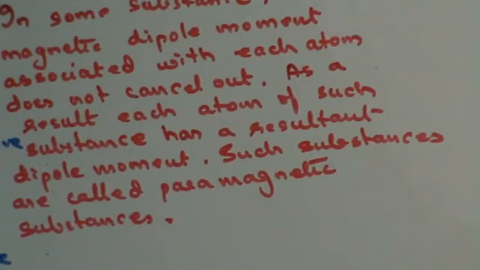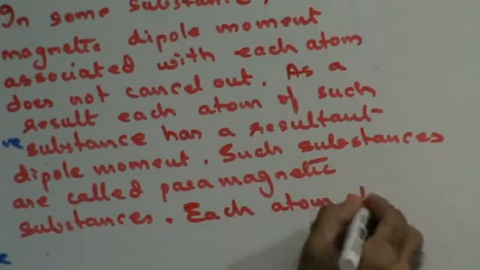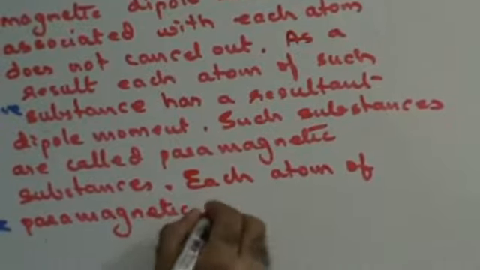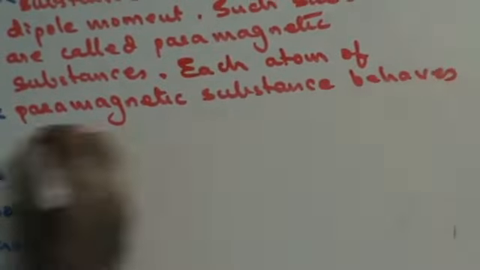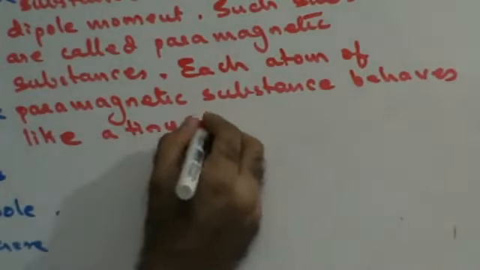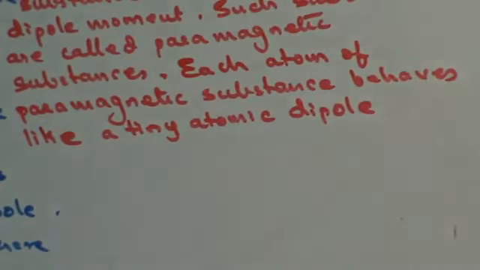Each atom of the paramagnetic substance behaves like a tiny atomic dipole. So what do you mean by this? That means there is some magnetic property on it. Tiny atomic dipole means it behaves like a tiny magnet.